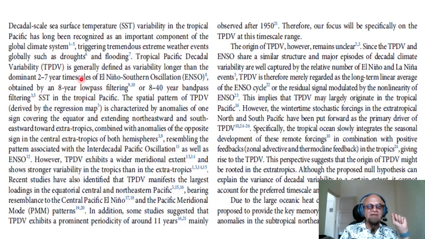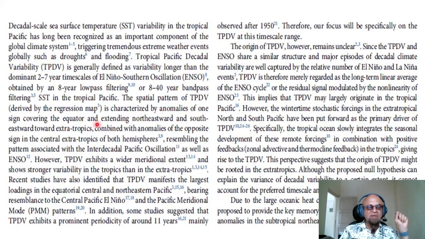Tropical Pacific decadal variability, I will call it TPDV like them from now on, is generally defined as variability longer than the dominant 2 to 7 year time scales of El Nino Southern Oscillation obtained by an 8-year low pass filtering or 8 to 40 year band pass filtering of SST in the tropical Pacific.